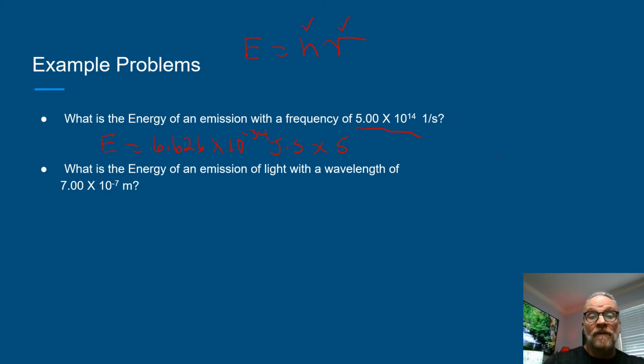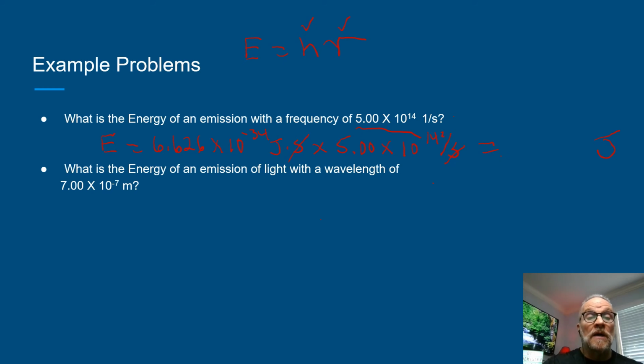times 5.00 times 10 to the 14th 1 over s. So here seconds will cancel and our final answer will be in joules, which makes sense because it's an energy calculation. So when you're multiplying exponents, you add them together. So I'm going to estimate an answer and then we'll calculate it.